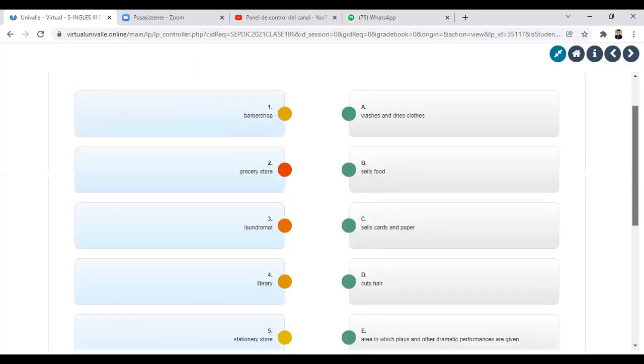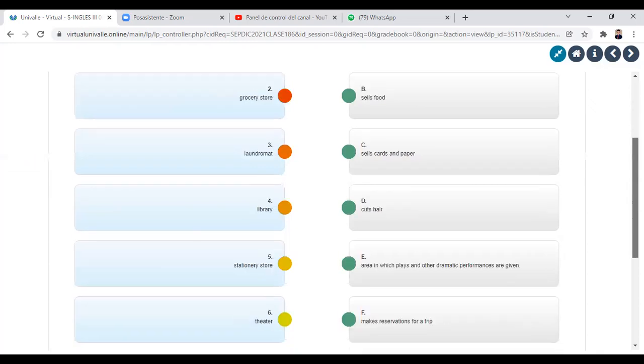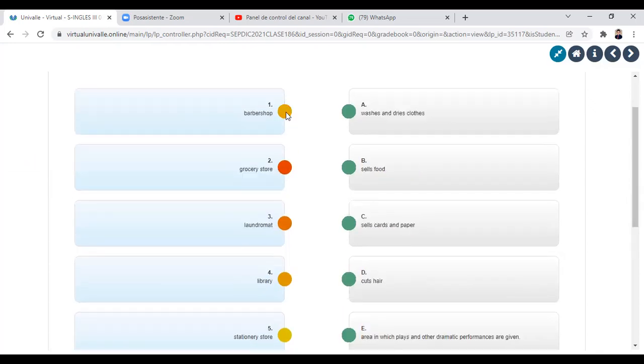Barber shop. So that will be in here with letter D. Grocery store. Okay.